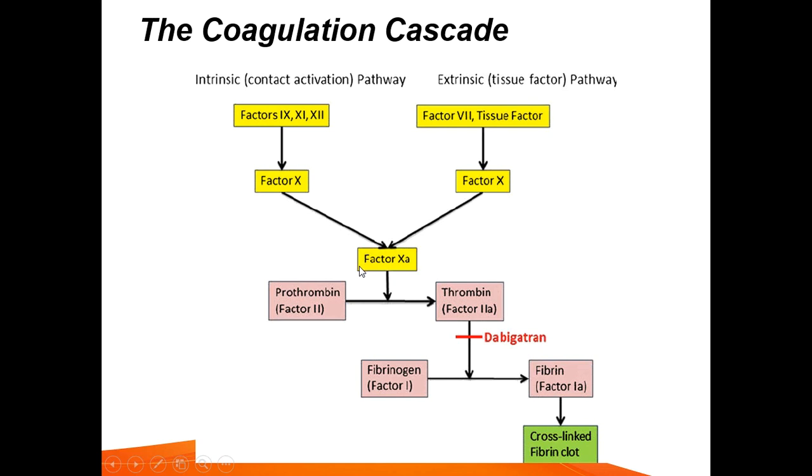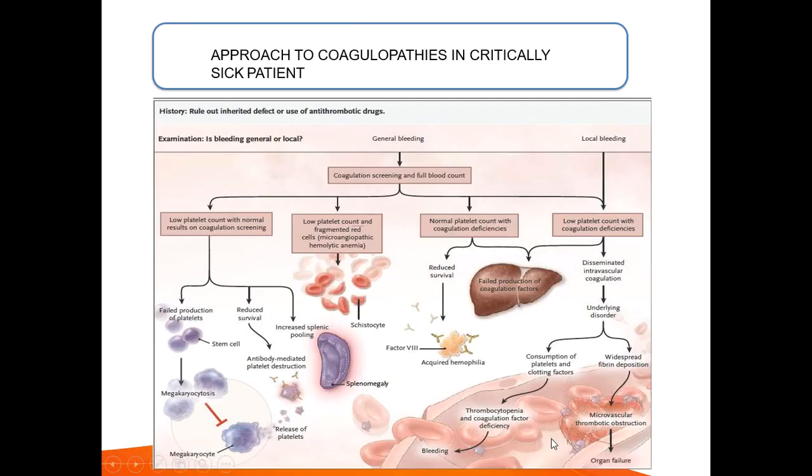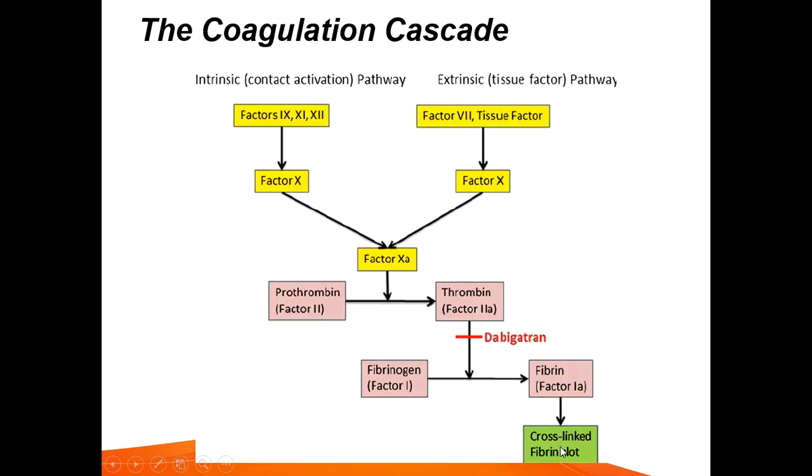This factor 10A, once activated, converts prothrombin to thrombin, which converts fibrinogen to fibrin monomer, and then they join together to form a cross-linked fibrin clot. So there is a fibrin clot which is formed. So initially primary hemostasis with the help of platelets and coagulation factors, and this is the secondary hemostasis trying to control the bleeding.